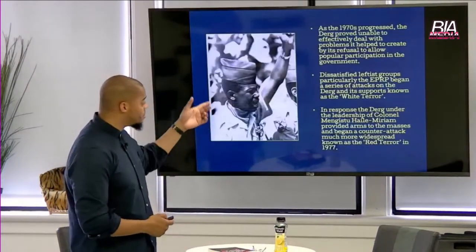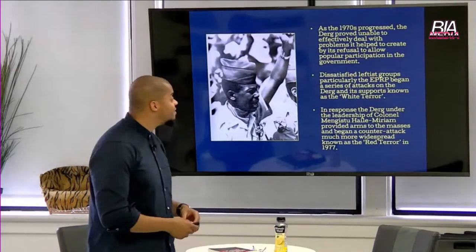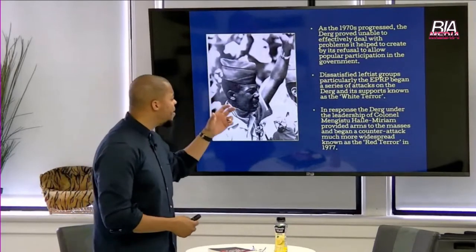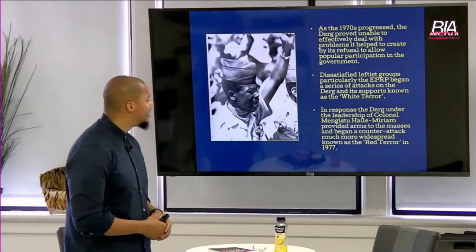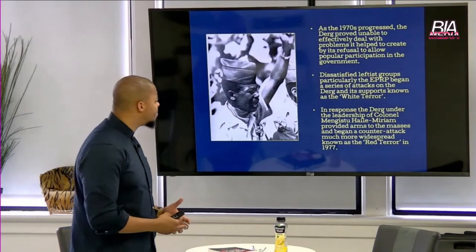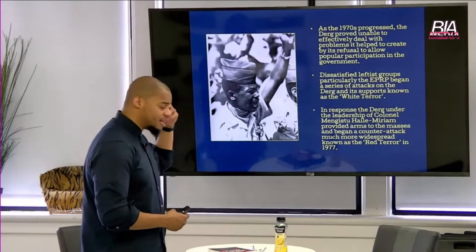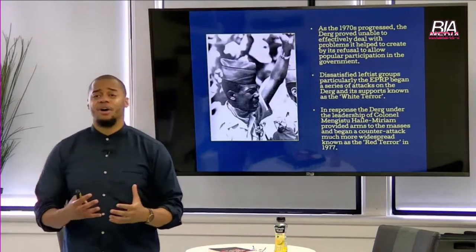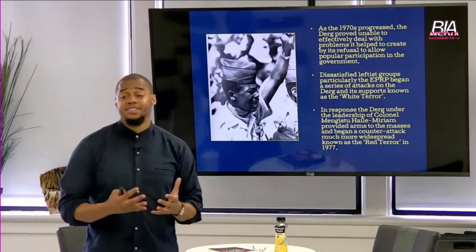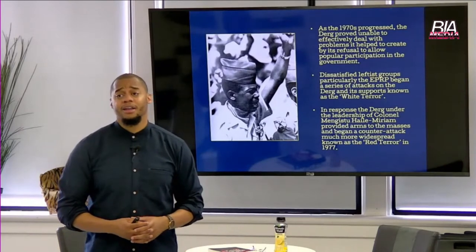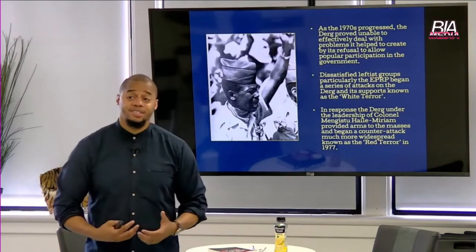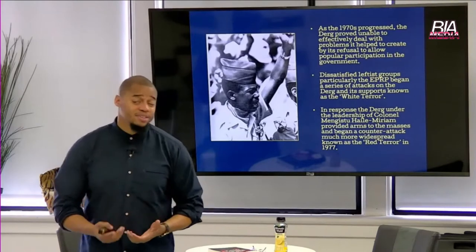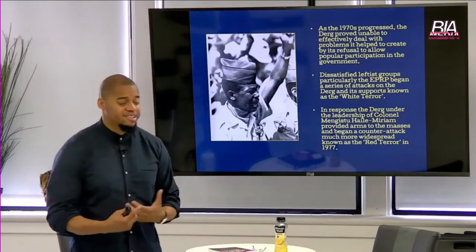And this is Mengistu here. As the 1970s progressed, the Derg proved unable to effectively deal with the problems it helped to create. It attacked the leftist groups, the intellectuals. A lot of people left the country, and the Derg essentially just replaced the emperor, and they tried to suppress the land question themselves, which would lead to another civil war and issues that still aren't resolved in Ethiopia today.